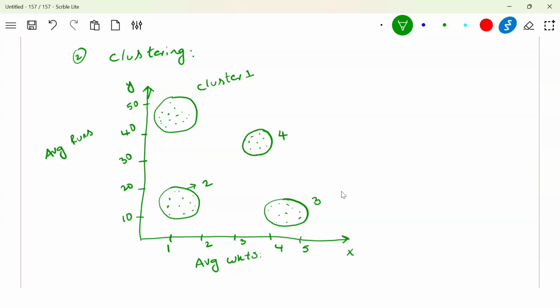Okay, so now looking at this data, what can you understand? Can you tell any story regarding cluster 1, cluster 2, cluster 3 or cluster 4? What can you identify? If you observe, come to cluster 1. If you see this cluster 1, their average runs are more and average wickets are less. So more runs, less wickets. That means who are those? Those are nothing but batters or batsmen.